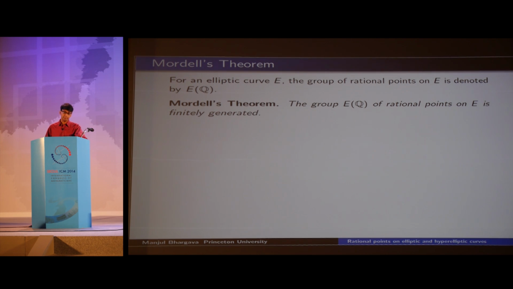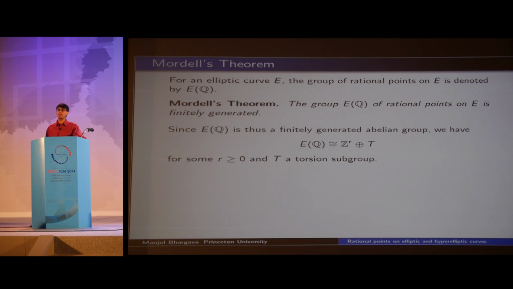And what that means, well, when you have a finitely generated abelian group, by the fundamental theorem of finitely generated abelian groups, that means that E of Q as a group is isomorphic to Z to the r, right? A finite product of infinite cyclic groups, times some finite torsion group, a finite abelian group. So since E of Q is finitely generated, E of Q is isomorphic to Z to the r, some finite number of copies of Z, times some finite group, T.